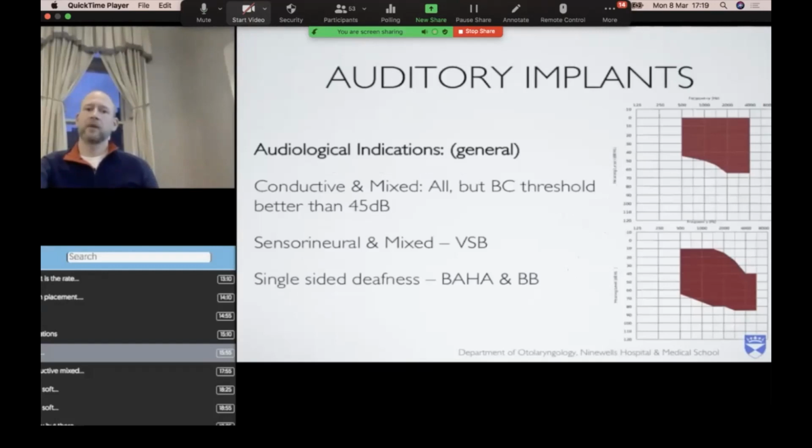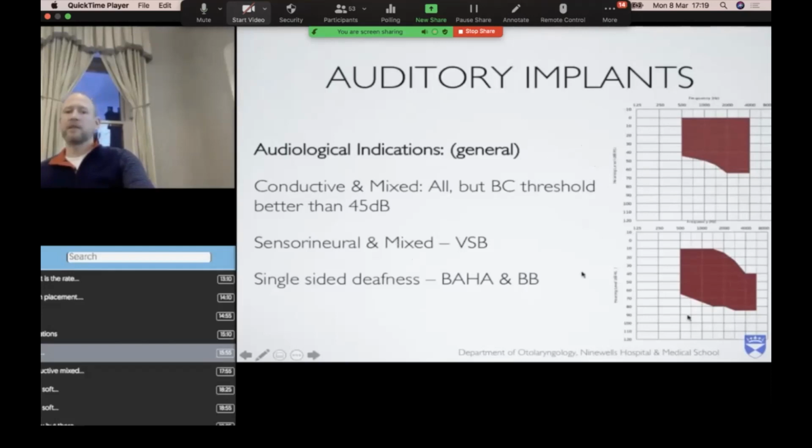Your audiological indications will vary depending on the implant that you're going to offer. So these are broadly, if you've got a conductive and mixed hearing loss, you're going to get any of the above. But your bone conduction threshold has to be 45 dBs or better. There is a bit of a slope to it, but if you use 45 dB as your benchmark, then you should be okay.